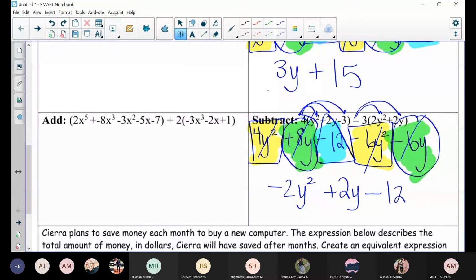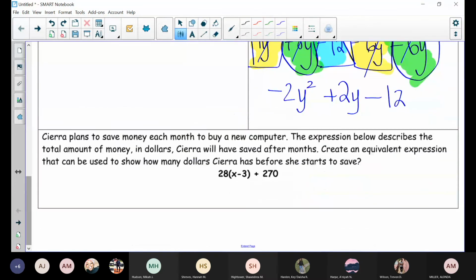Last one on the front says Sierra plans to save money each month to buy a new computer. The expression below describes the total amount of money in dollars Sierra will have saved after x months. Create an equivalent expression that can be used to show how many dollars Sierra has before she starts to save. In order for us to create that equivalent expression, we're going to distribute that 28 into the parentheses and combine like terms.